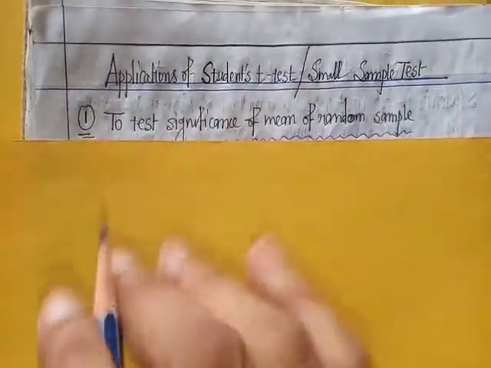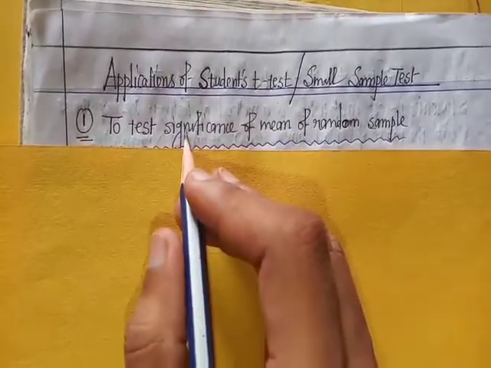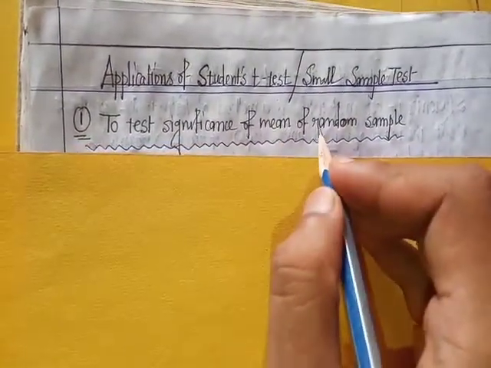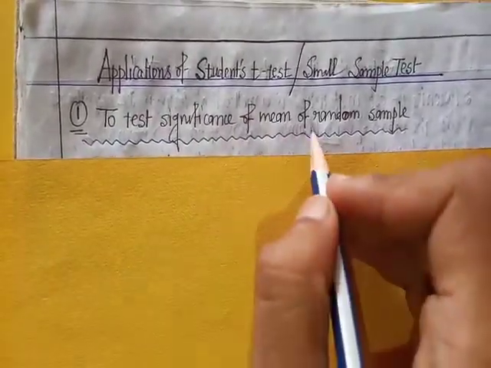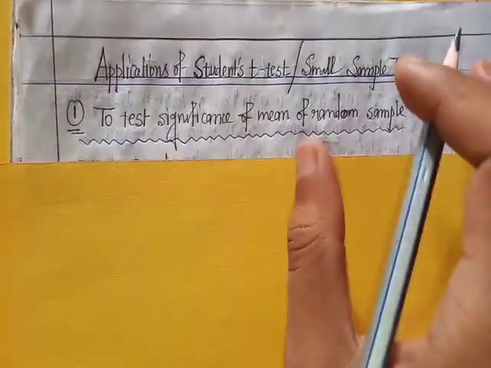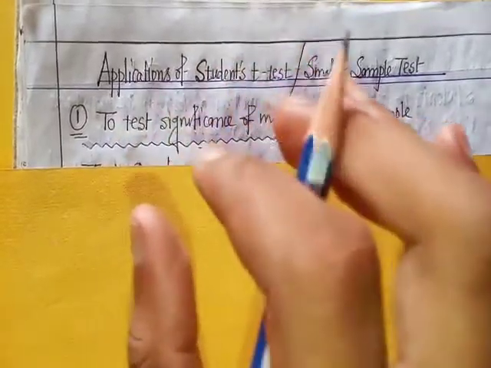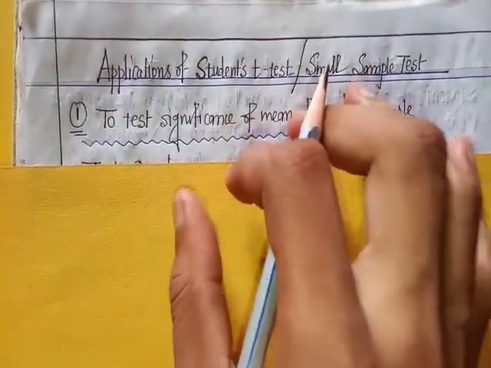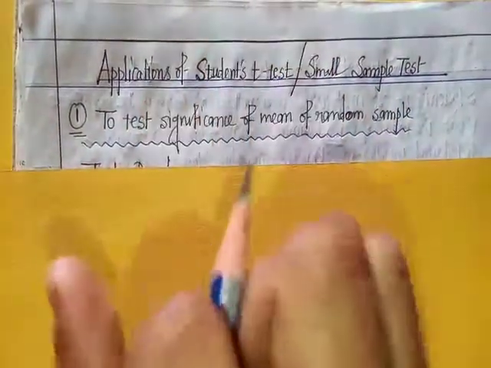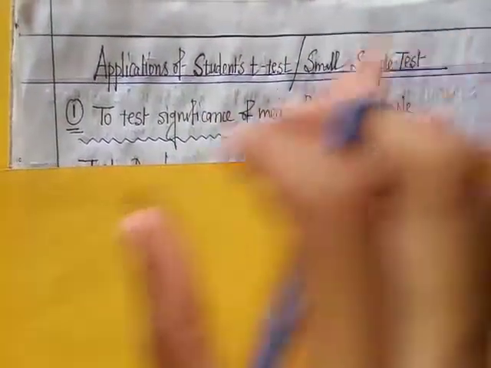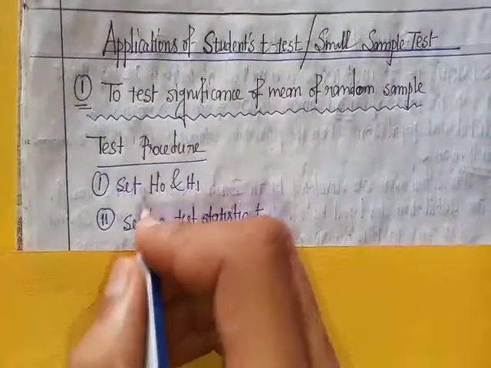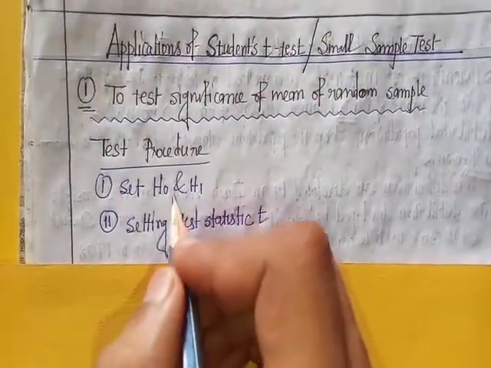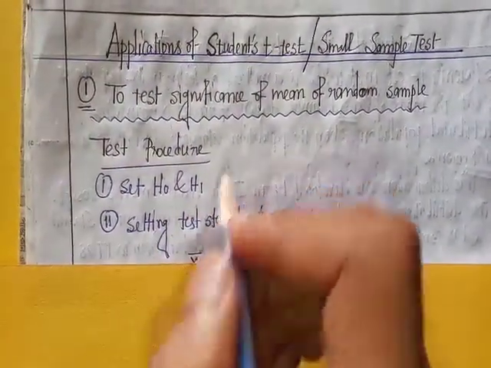First application: to test significance of mean of random sample. Same process, similar to z-test or large sample test. Test procedure. First, we will set hypothesis: null hypothesis and alternative hypothesis.